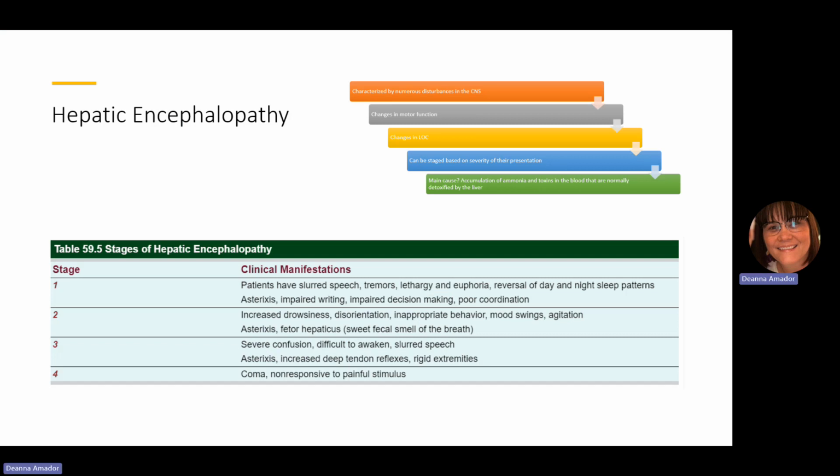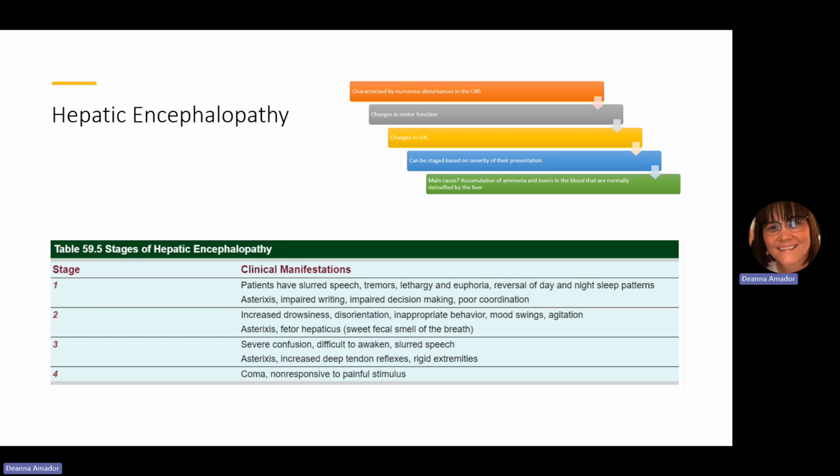Here are your different stages of hepatic encephalopathy. Again, I talked about, if you see in here, it talks a lot about this asterixis. This is that flapping tremor of the hand when the wrist is extended. And the way we treat hepatic encephalopathy is by giving lactulose. Lactulose is a medication that we give orally, or we can put it up their rectum, and they poop out the ammonia.